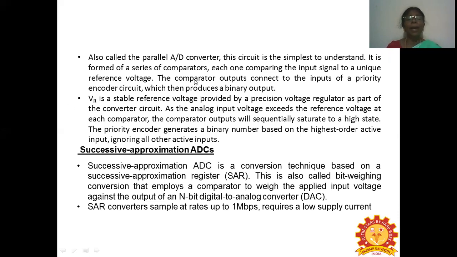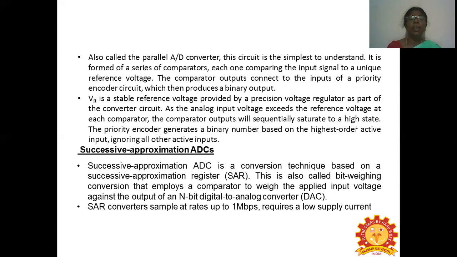So this is a parallel A to D converter. This is the simplest circuit, so we can easily handle it. It is formed of a series of comparators, each one comparing the input signal with a unique reference voltage. The comparator outputs are connected to the input of the priority encoder circuit, which then produces the binary output.